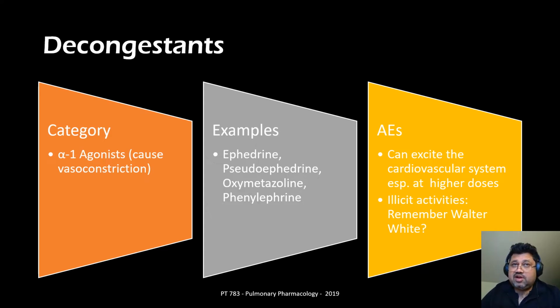All of these are fairly common drugs in use. So what are the adverse effects of these drugs? By nature of being alpha 1 agonists, they can excite the cardiovascular system, especially when the dosages are high or if it's being abused by being taken too much of it. So it is important to remember that it should not be abused.